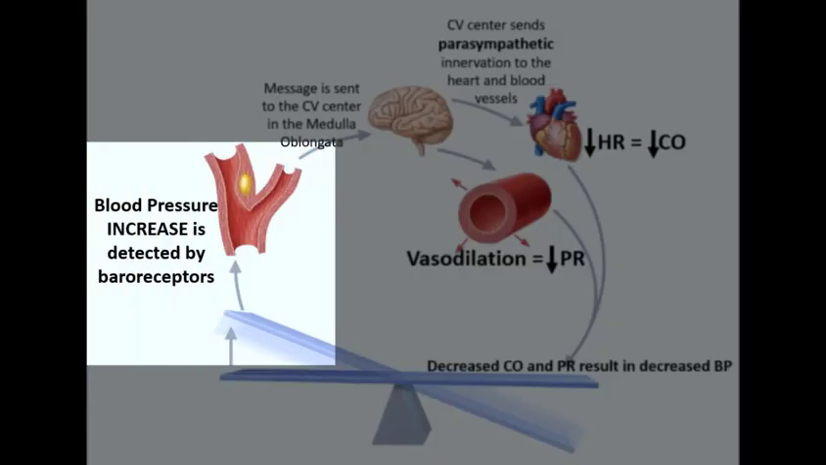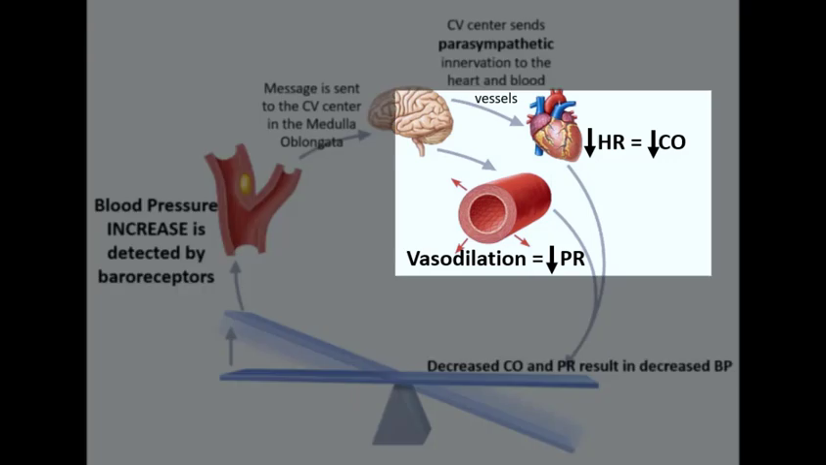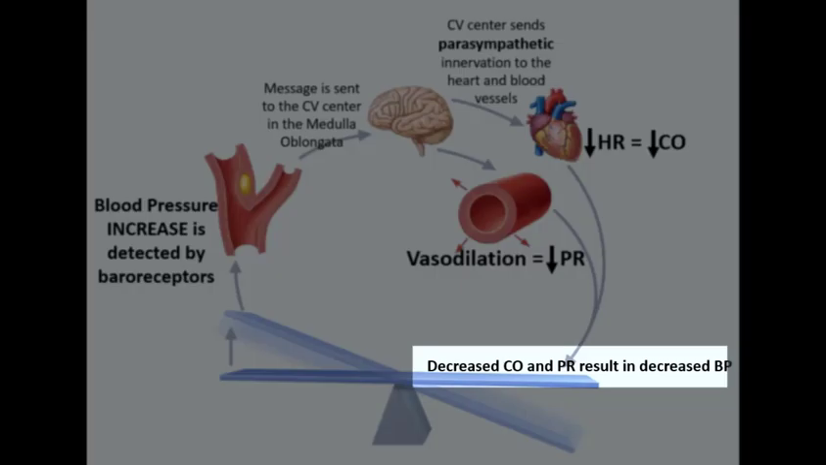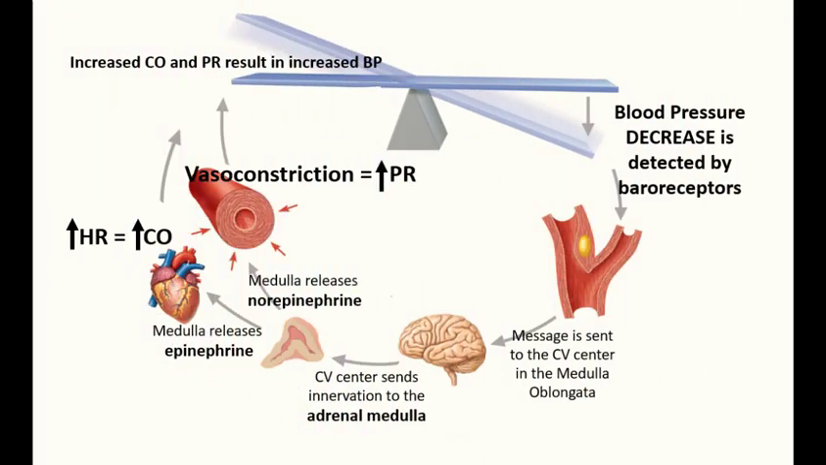An increase in blood pressure would result in parasympathetic innervation and the opposite effects. It would decrease cardiac output and decrease peripheral resistance to decrease blood pressure. Several hormones could also be used.